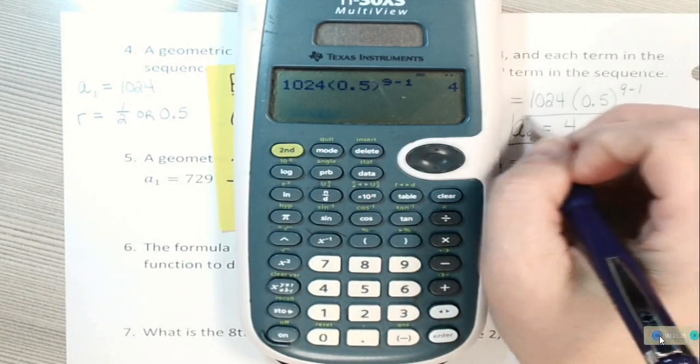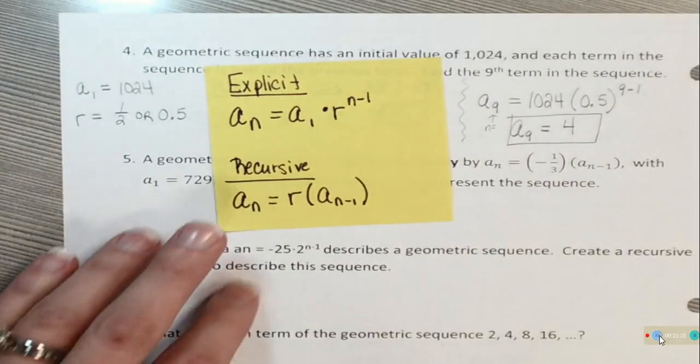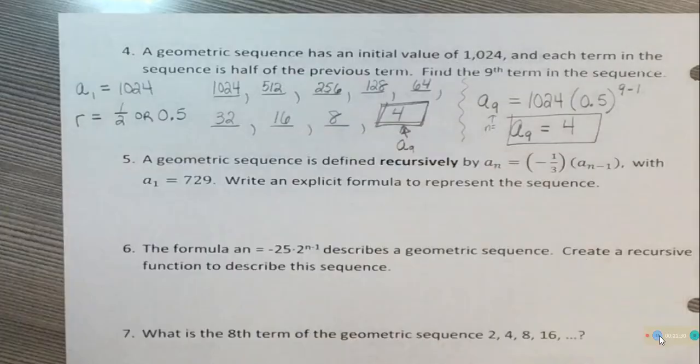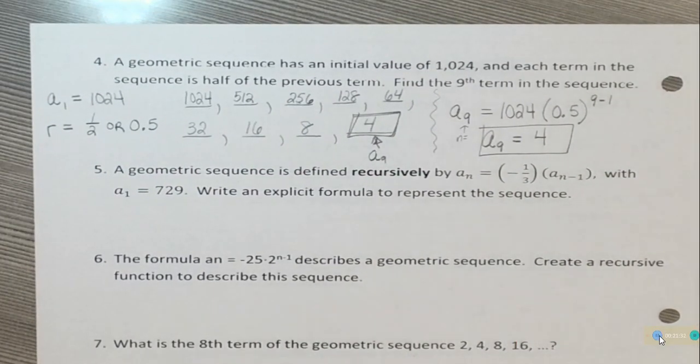A sub 9 equals 4. That's explicit. Explicit is straight and to the point. It took me right to the number. I don't care about any other number there is. I just need 9. It is totally up to you which one you'd rather use. Both of them get you to the right answer.